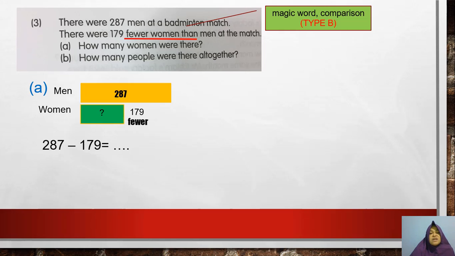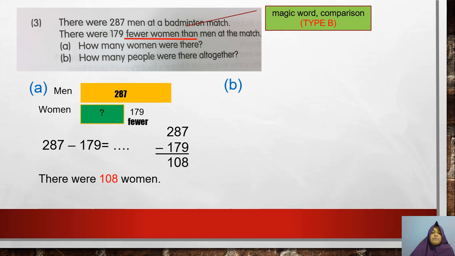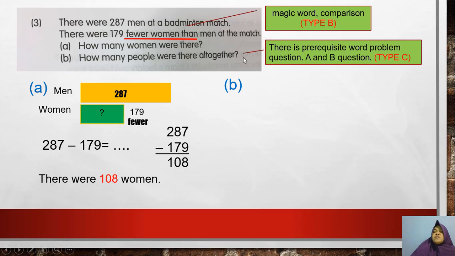287 subtract with 179. The result will be 108. So there were 108 women. Okay. For the B question, were there all together? So it will be a parallel question word problem, question A and then B.